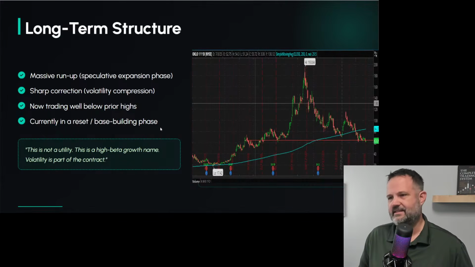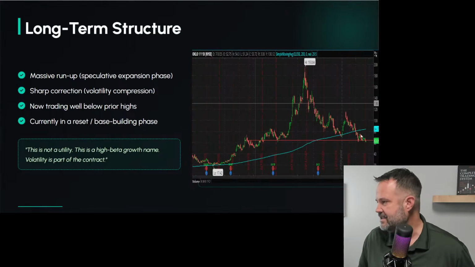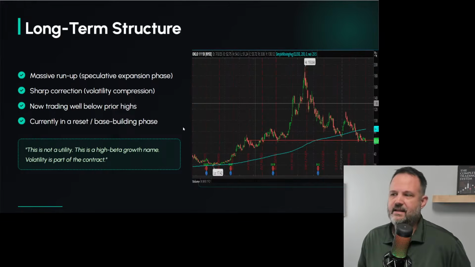so if we look at this, you can see it's had a massive run up, sharp correction. Now it's trading well below highs, and it's in a reset. It's kind of at a base. I'm not going to say that the bottom is in, but it has at least slowed down for the last month, right? And it did that before. It dropped and it spiked, and so that's where we're at.